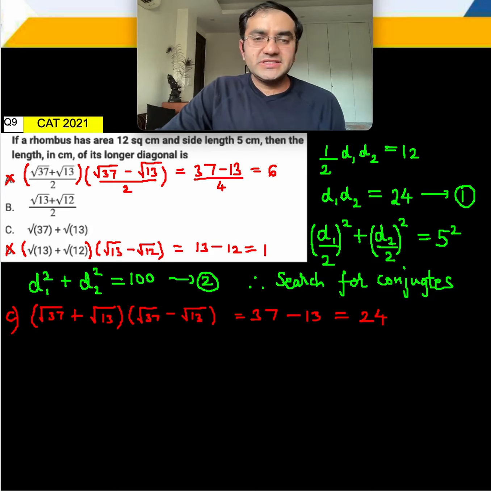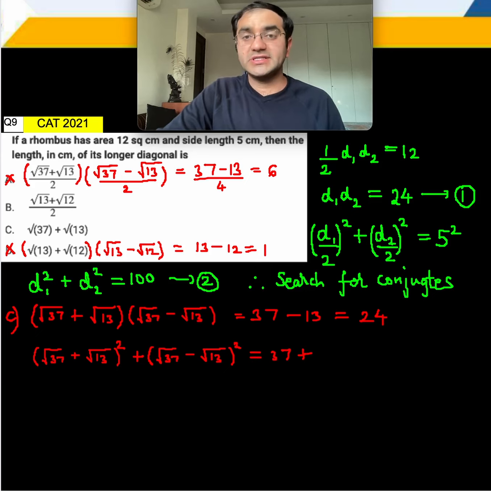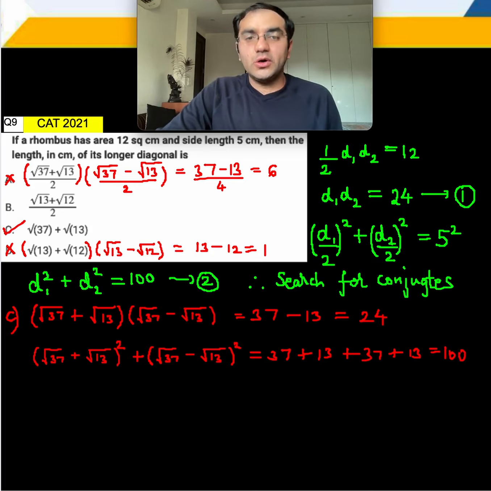I'll put these values now for the diagonals into equation number 2 and then square them up. Square plus its square, which gives me 37 plus 13 plus 2 root 37 root 13, and then plus 37 minus 13, sorry, plus 13 minus 2 root 37 root 13, which will get cancelled out. And this gives me 100. When this gives me 100, equation 2 is also satisfied, and therefore option C becomes the right answer.